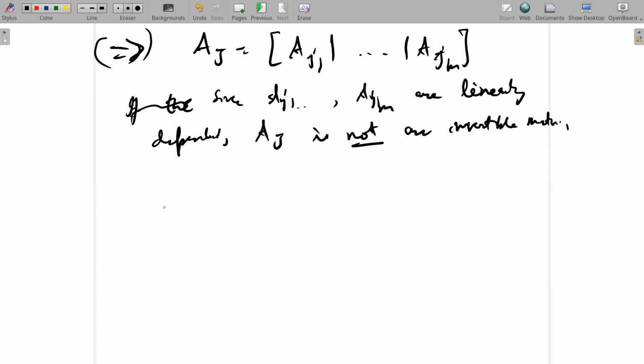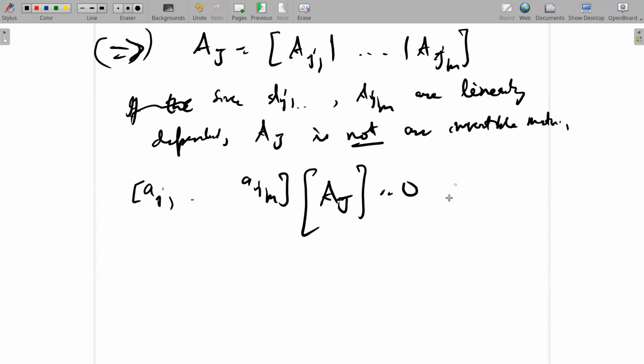So in fact I can multiply a row vector with A_J to get 0, where this row vector is not equal to the zero vector. So there are some coefficients, not all 0, such that when I multiply this with A_J, it is equal to 0. Okay.